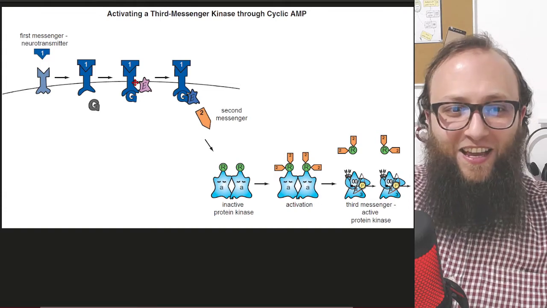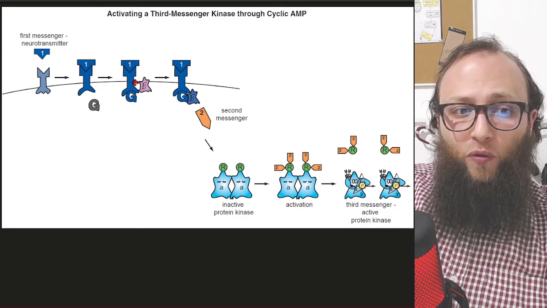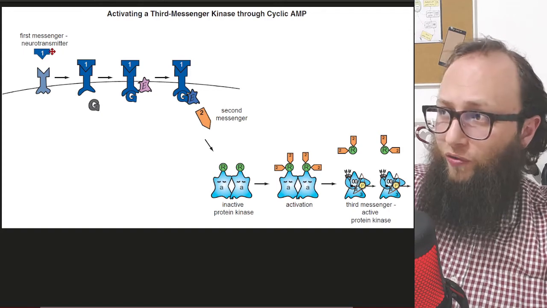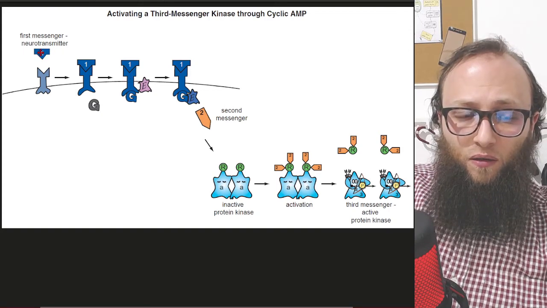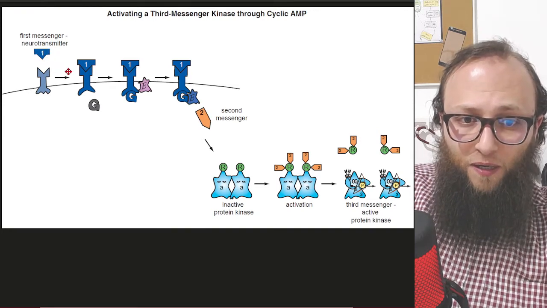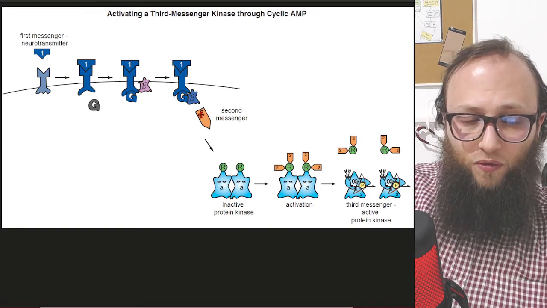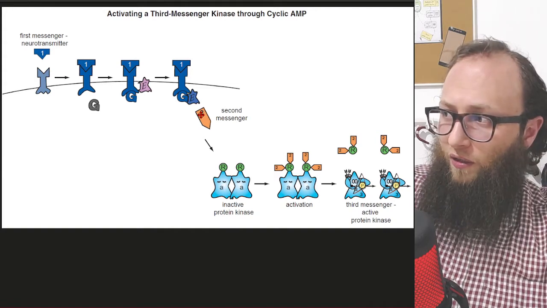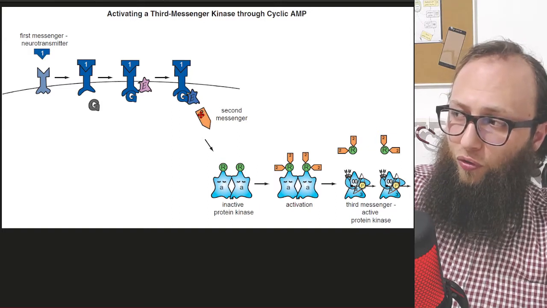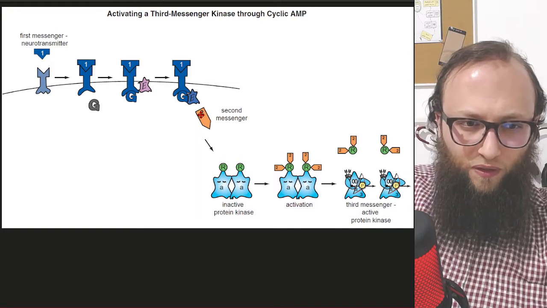So this figure illustrates activation of a third messenger protein kinase through the second messenger cyclic AMP. Neurotransmitters here begin the process of activating genes by producing a second messenger, cyclic AMP, here. And as we said before in the previous video, a first messenger can lead to the second messenger. We've talked about that in a previous video.